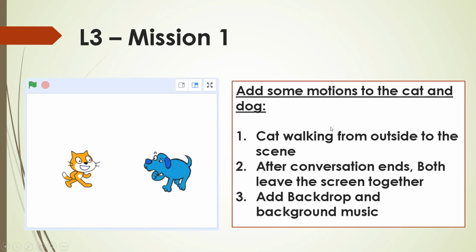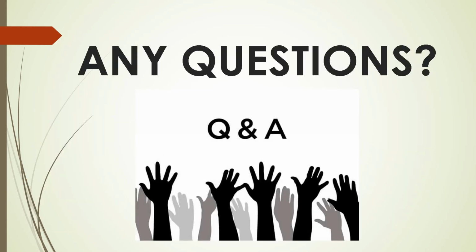Okay, so now it's the assignment for you. You're going to add some motions to the cat and dog, like for the previous story, or you can make your own. You just make the cat walking from outside to the scene, and after the conversation ends, both of them need to leave the screen together. And remember to hide them at the end and show them from the start. And last, you can make your own background music, or you can download it from YouTube or from any music website. Then add the sound effect to the story and make it more interesting.